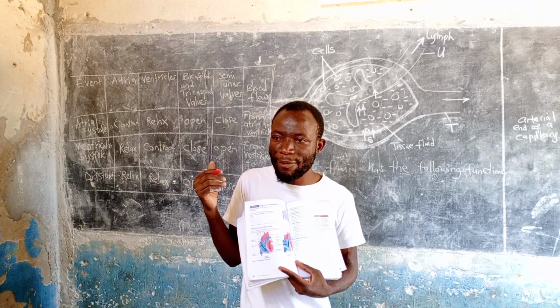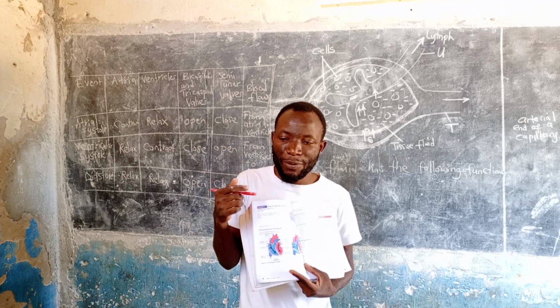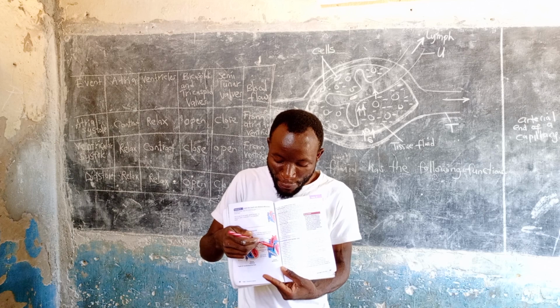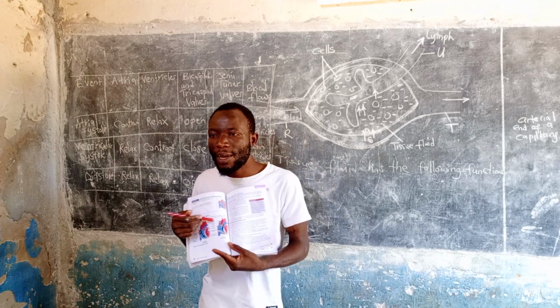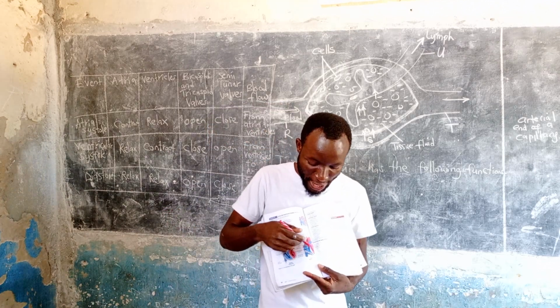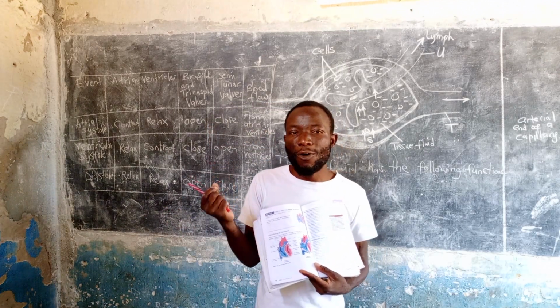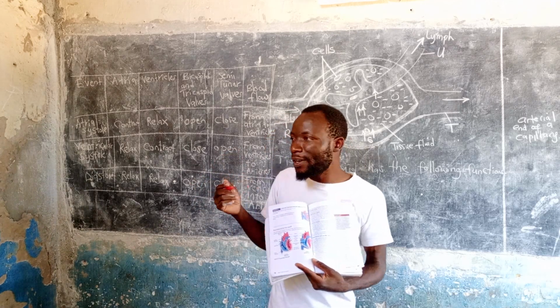What do you expect this time? To prevent backflow, they have to close, isn't it? To prevent the backflow of blood, they have to close so that the blood cannot go back where it's coming from. Are we together? So this time around they will be closed. Bicuspid and tricuspid, they will close so that the blood can go through the arteries.